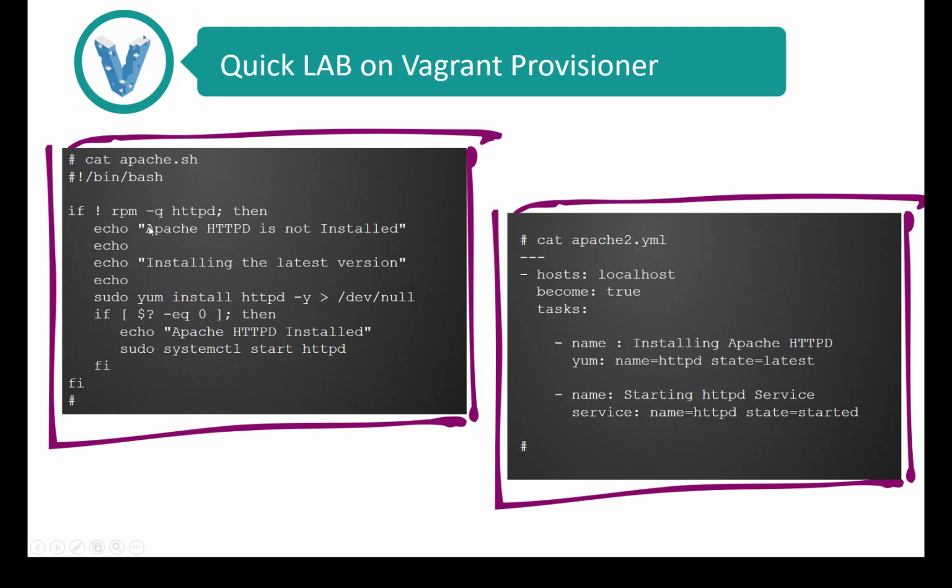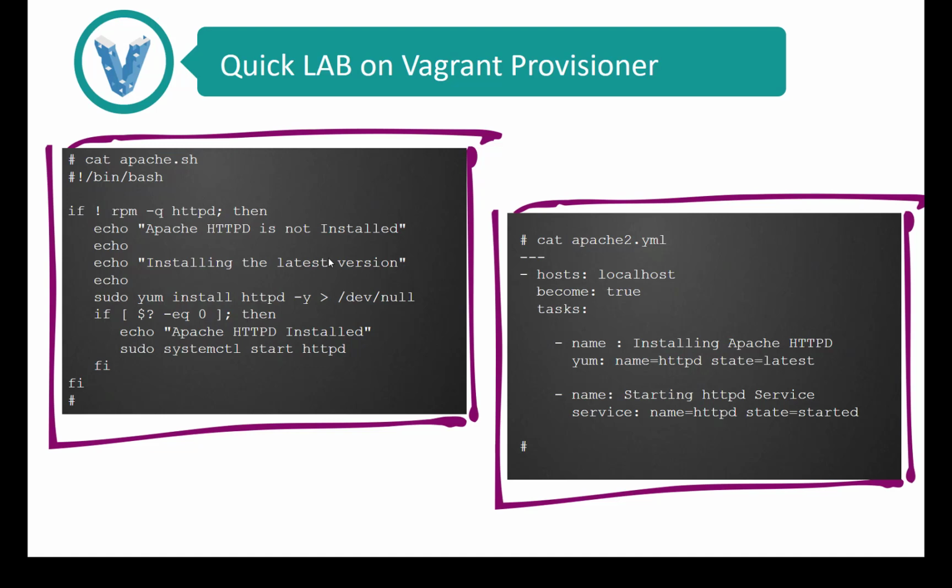In this script, I'm just simply running rpm -q httpd. If Apache is not installed, it will echo not installed, and it will install it. Here I'm using sudo. As I mentioned, this command needs root level access. So guys, in this example, shell provisioner is a local provisioner, which means this script needs to be available on the target machine before shell can run it, right?